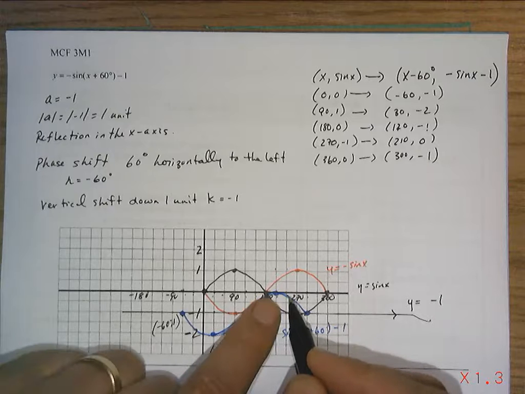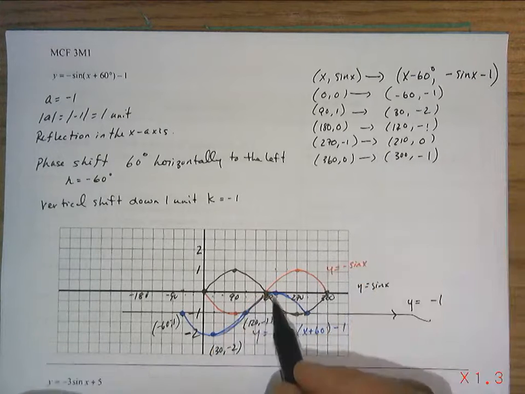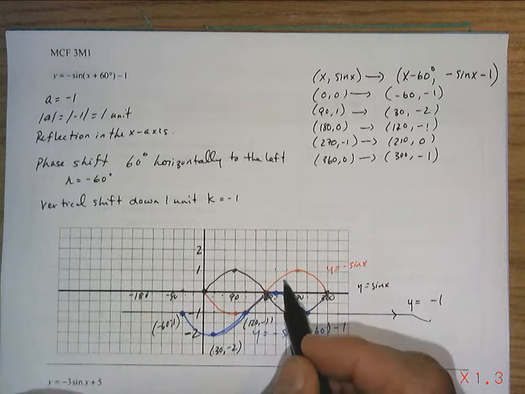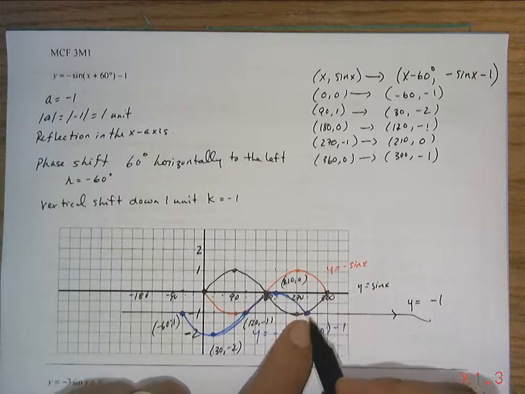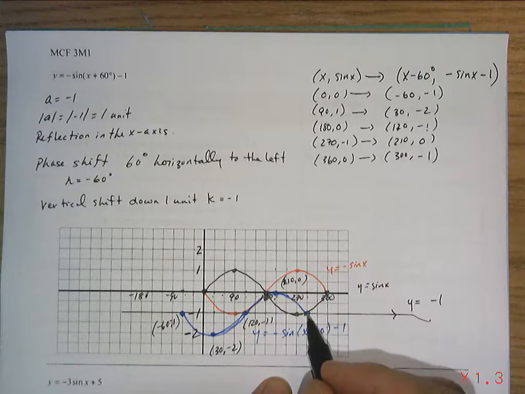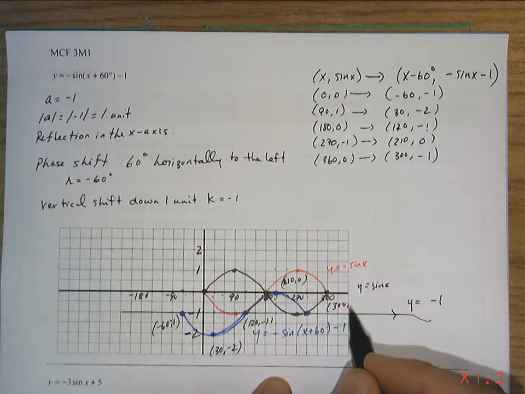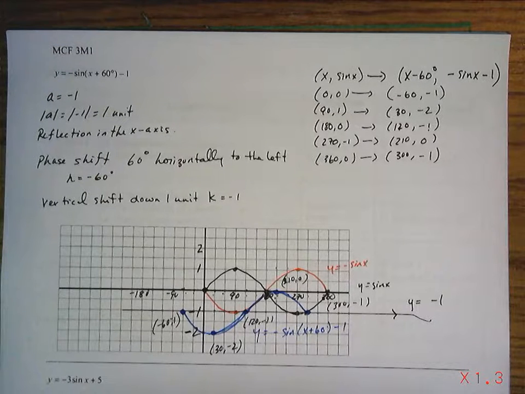This point here is supposed to be 210, 0. So it's 180 plus 30 is 210, comma 0. And the last point here should be 300, negative 1, and it is. So they're both good methods. Be able to do both. Let's go on to example 3. I'm going to pause the video and we'll be right back.